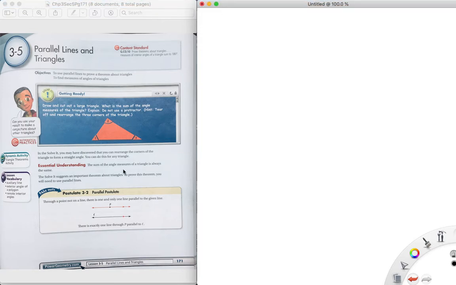Alright, this is Geometry 3.5, parallel lines and triangles. Okay, so we have something called the parallel postulate.